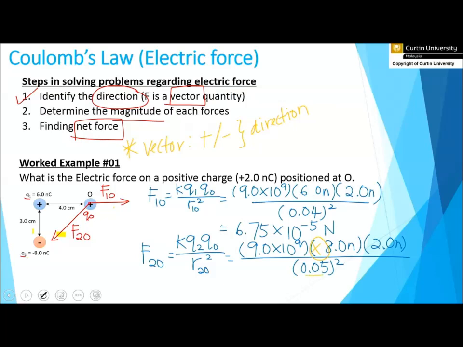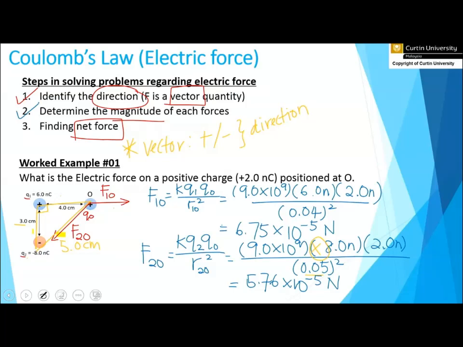And now look at 0.05. Where does this 0.05 come from? If you look at the diagram, this is a right angle triangle, correct? So 3 centimeter, 4 centimeter. By your Pythagoras theorem, this is 5 centimeter. So your F2O is 5.676 times 10 to the power of negative 5 Newton. So, done for our second step.